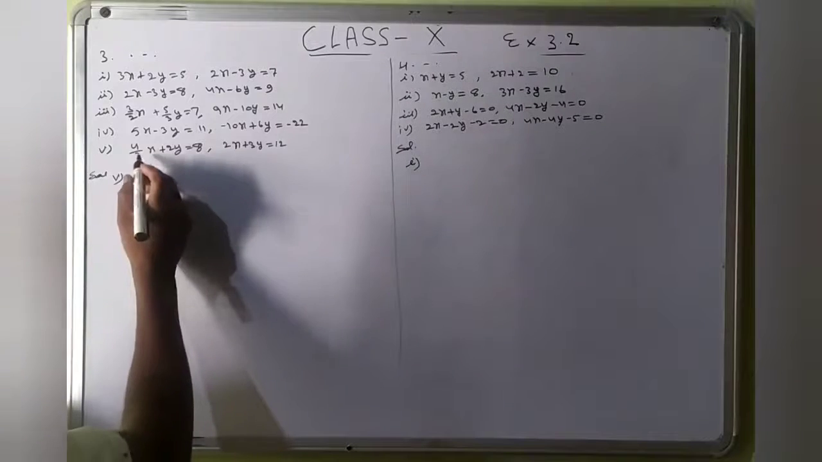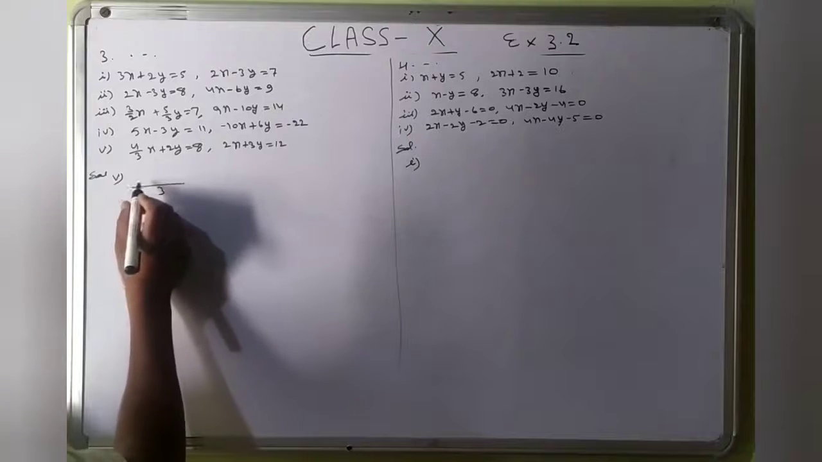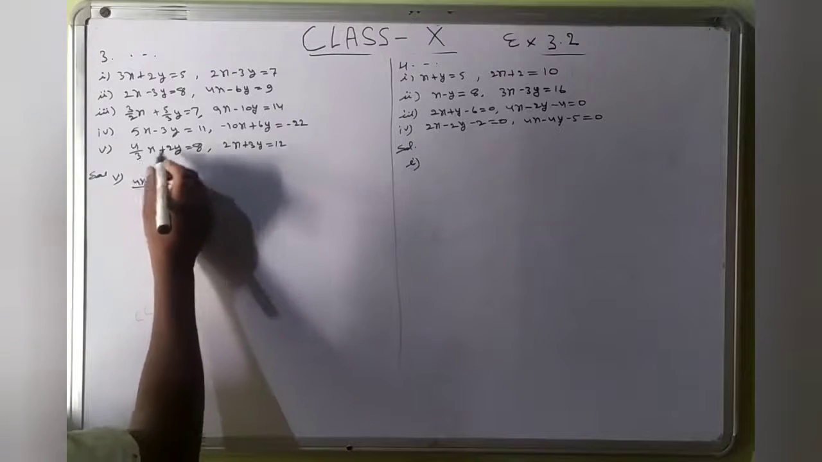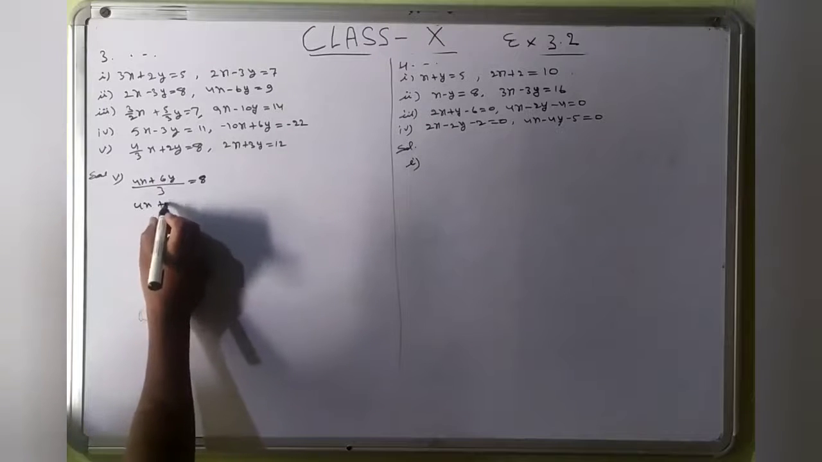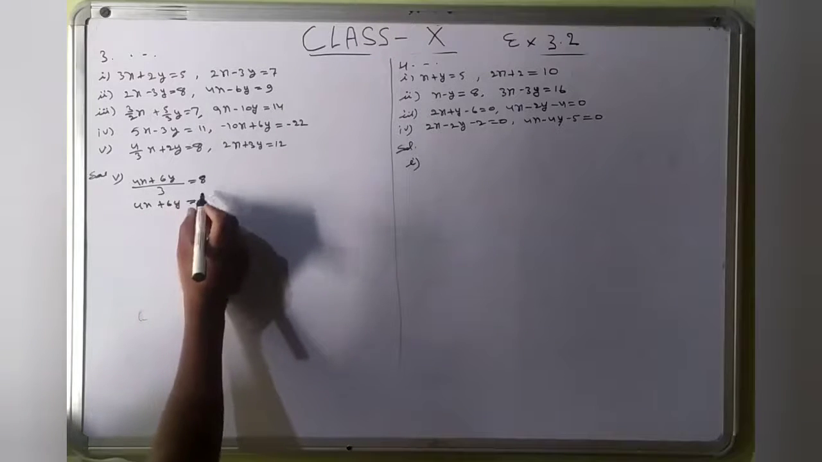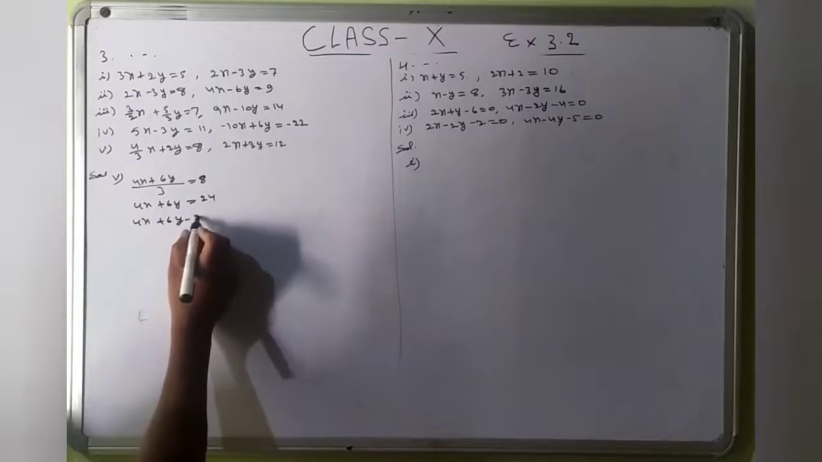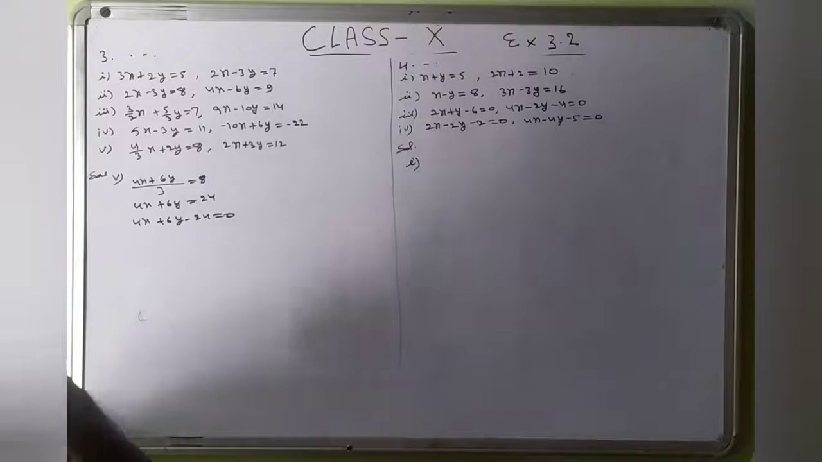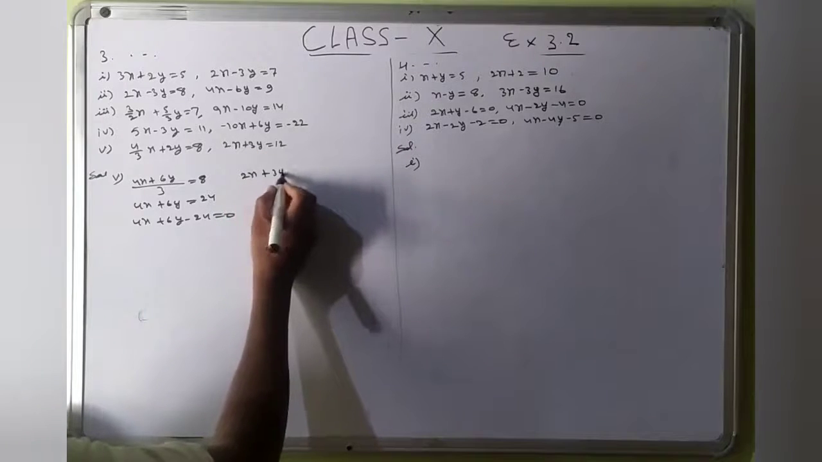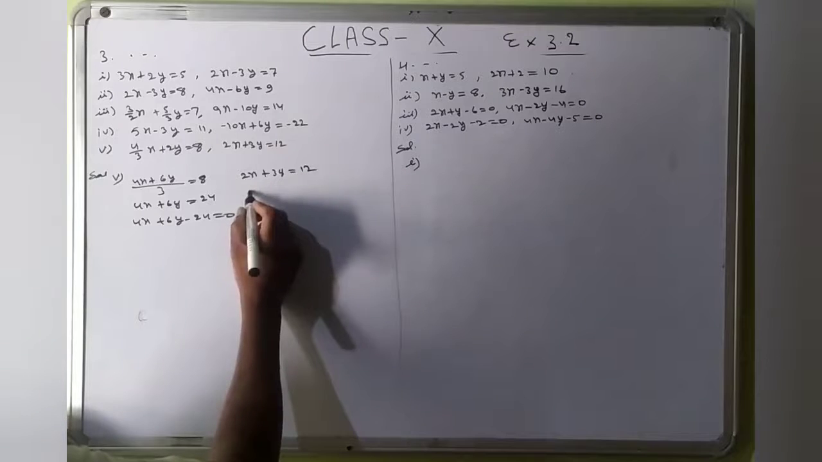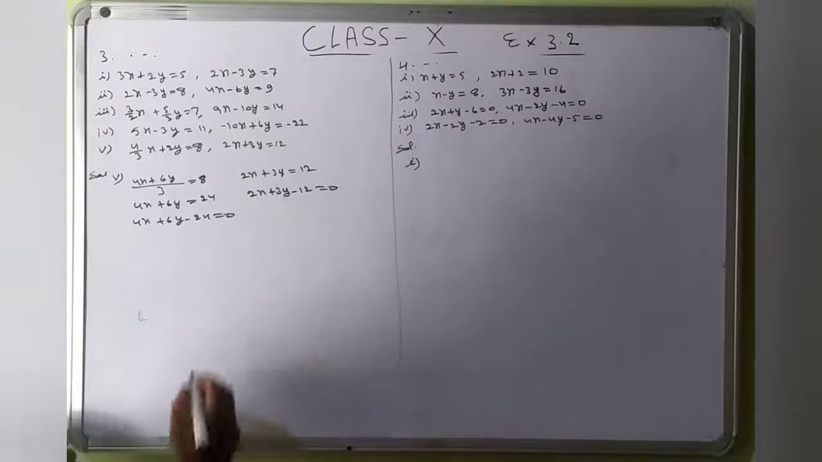Here I am taking only the fifth part because it is given in fractions. First of all we will convert this one, the LCM is 3. So 4x plus 3 times 2y is equal to 8, so 4x plus 6y is equal to 3 times 8, that is 24. So 4x plus 6y minus 24 is equal to 0. And then the second equation we will also convert: 2x plus 3y is equal to 12. So 2x plus 3y minus 12 is equal to 0.